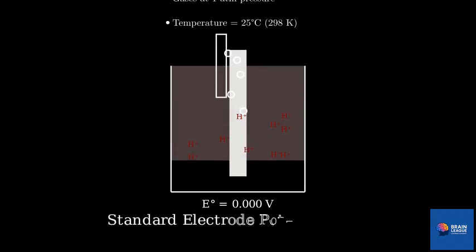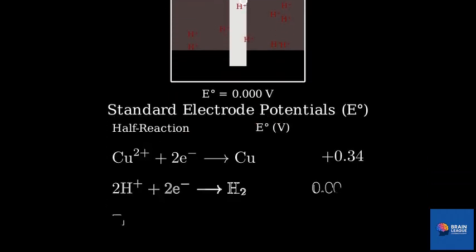In electrochemistry tables, you'll find the standard reduction potentials for many half reactions. For example, the copper 2 plus to copper half reaction has a standard potential of positive 0.34 volts, while the zinc 2 plus to zinc half reaction has a standard potential of negative 0.76 volts.